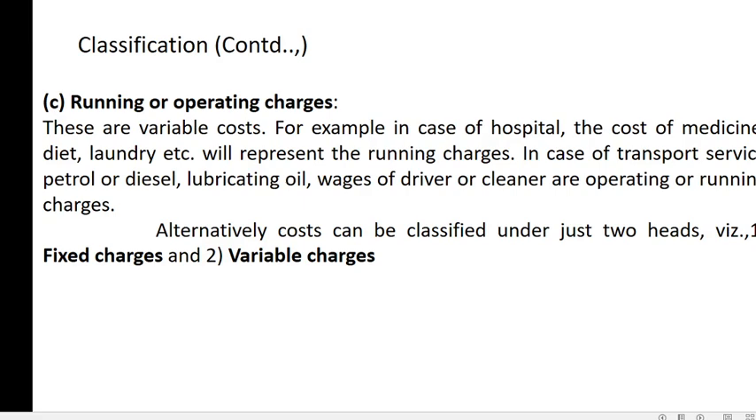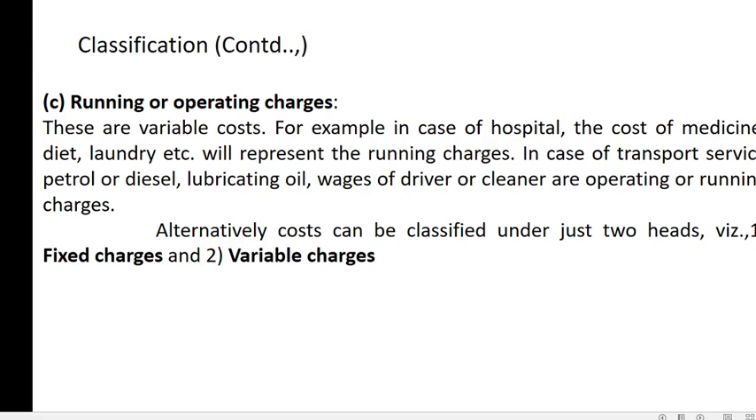Running or operating charges. These are variable costs. These costs are the expenses that vary in proportion to the volume of service that business generates. These costs increase as the volume of the activity increases and decrease as the volume of the activity decreases. For example, in a company involved in transporting goods, petrol or diesel costs vary with the increase or decrease in kilometers run. This is the general classification.